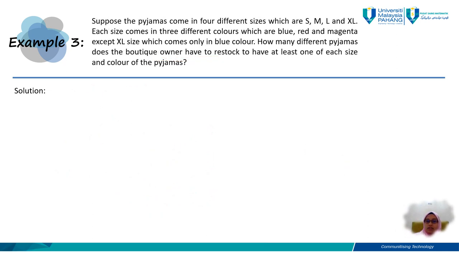Alright, so now let's try example number 3. Suppose the pyjamas come in 4 different sizes, which are S, M, L and XL. Each size comes in 3 different colors, which are blue, red and also magenta. Except for XL size, which comes only in blue color. So how many different pyjamas does the boutique owner have to restock to have at least one of each size and color of the pyjamas? So this is very simple.